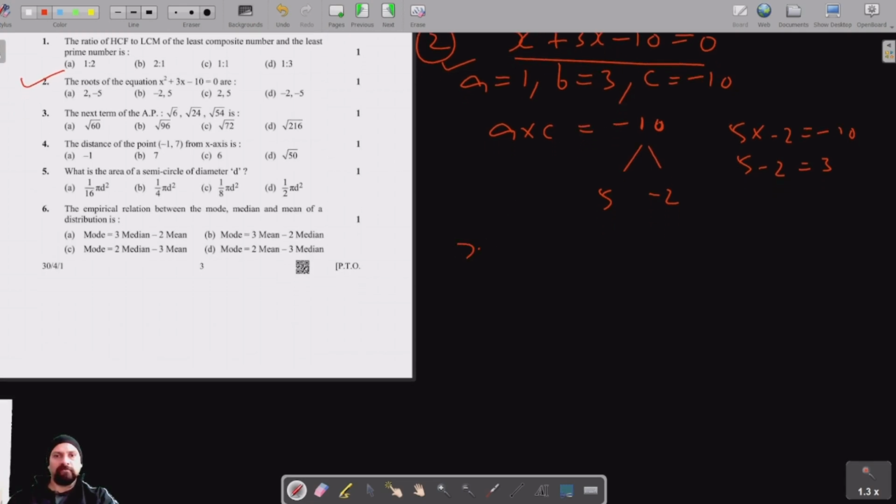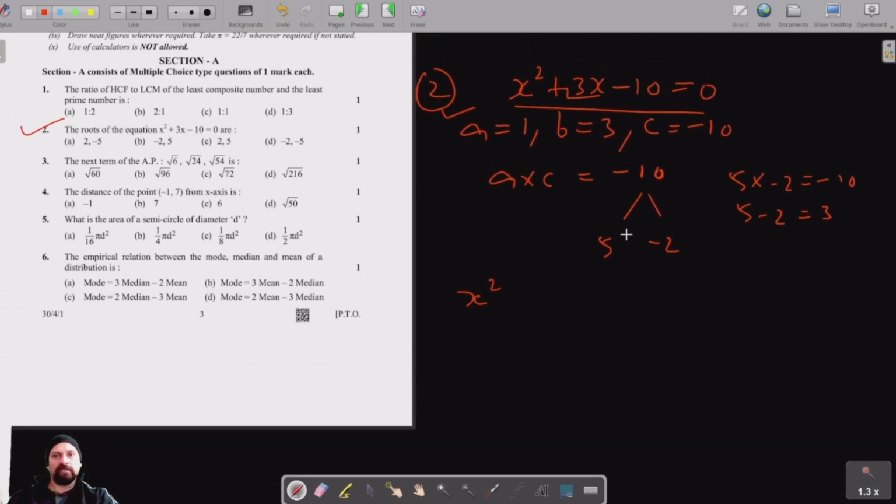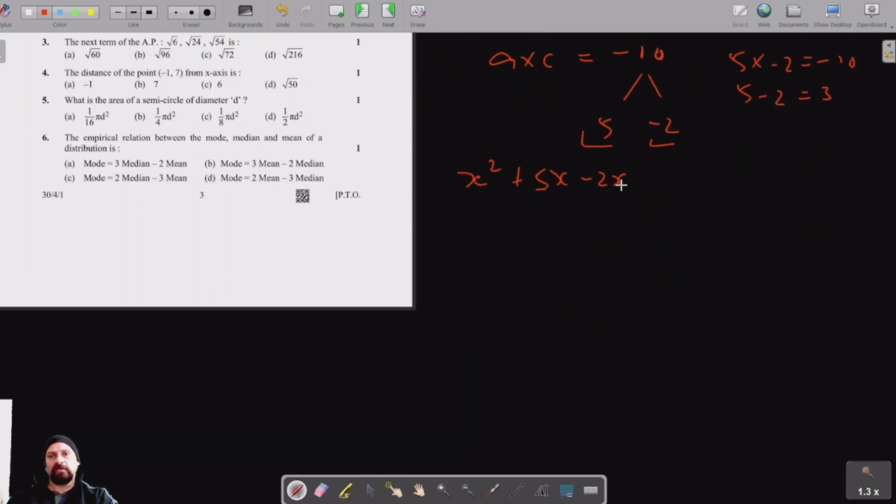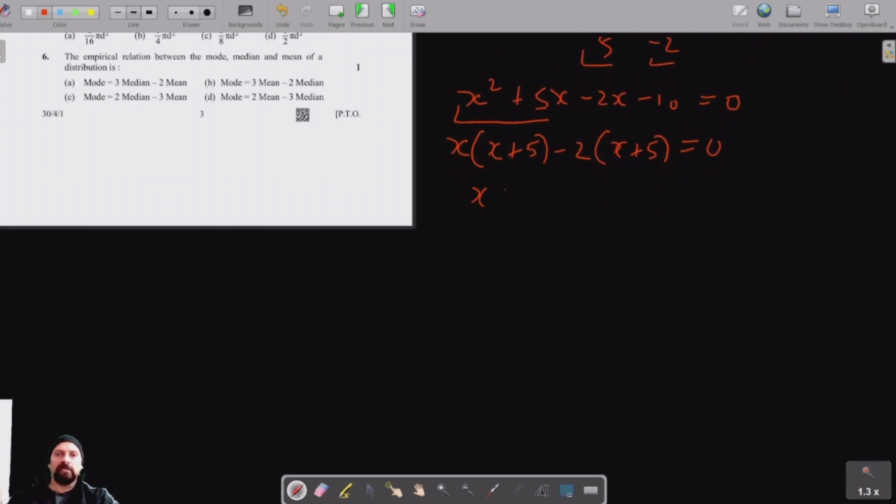So let's split the middle term. Instead of 3x, I'm going to write 5x minus 2x. So 3x squared plus 5x minus 2x minus 10 is equal to 0. And let's take common in the pair of the terms. So this is x into x plus 5 minus 2 into x plus 5 is equal to 0, which gives us x plus 5 common, x minus 2 is equal to 0.